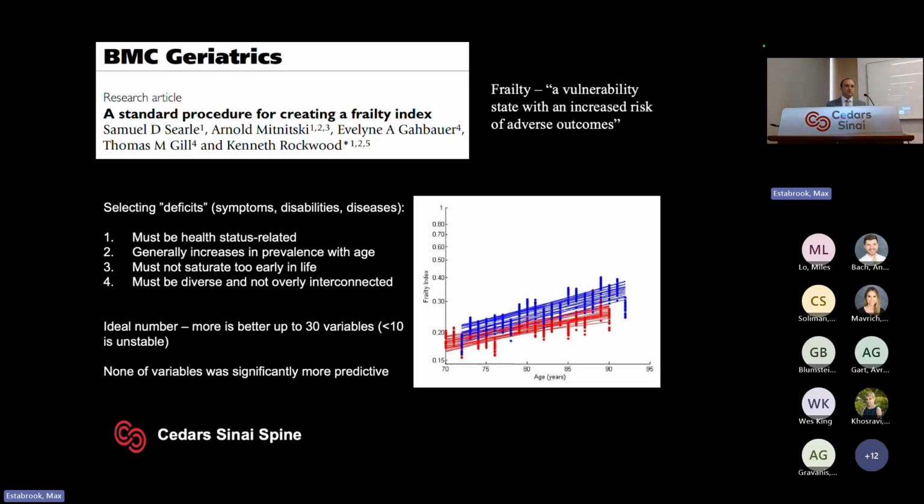So the concept here is if you count enough things, you can actually get a sense of their disease state. And it probably saturates around 30 or 40 deficits. Beyond that, you probably don't get a lot more. Below 10 is definitely not enough. So most are in that 10 to 30, 10 to 40 range. But that's how these frailty indices were basically created. And the idea is you're trying to get a quantitative measure of this patient's vulnerability state.